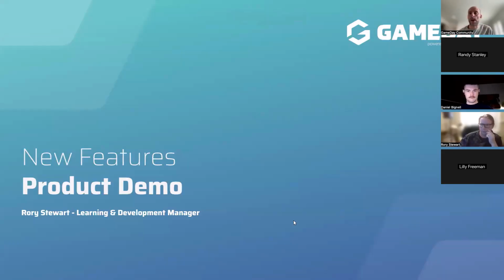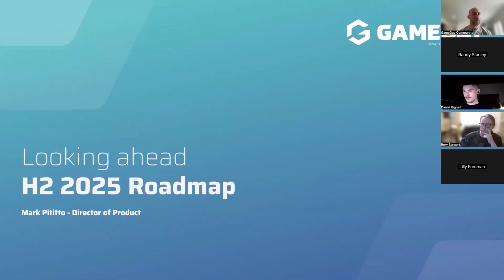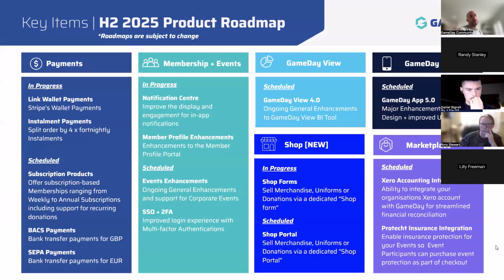Great. Thanks, Rory. So we'll jump straight into what we're looking at for the second half of the year in terms of the roadmap. So just bring up that slide. So we've got key focus on some payments updates at the moment. So first one is Link wallet payments. So this is Stripe's wallet essentially.